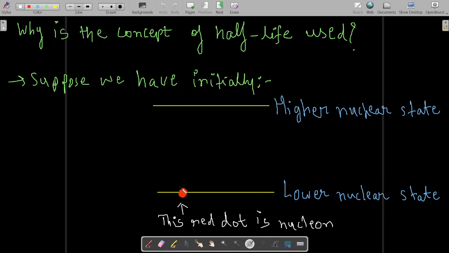According to the nuclear shell model, we have various energy levels in which the nucleons reside. Inside the nucleus, we have various energy levels where the nucleons reside. And each of those places where these nucleons reside inside the nucleus is called a subshell.